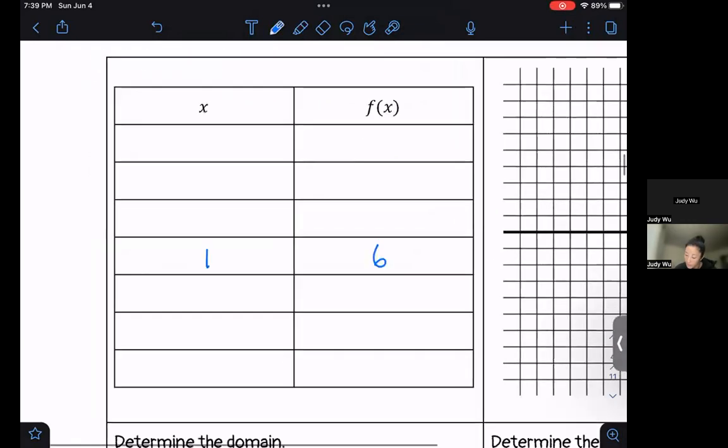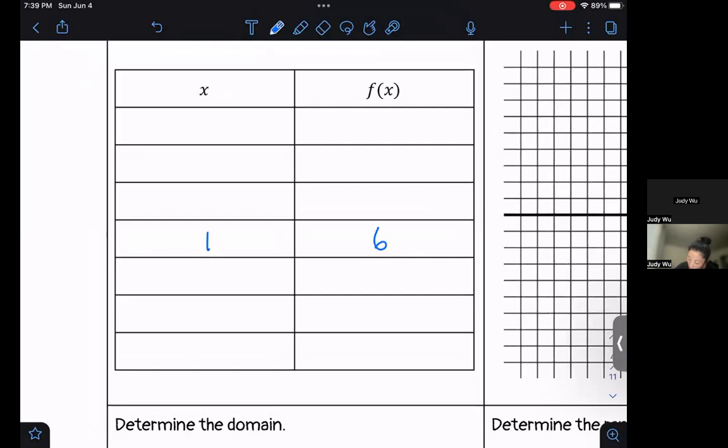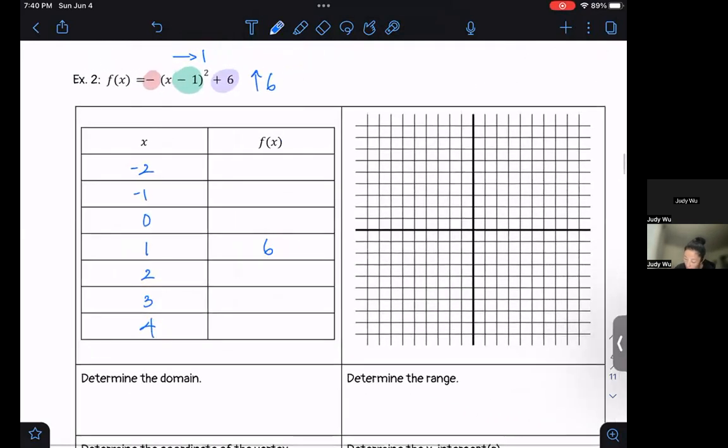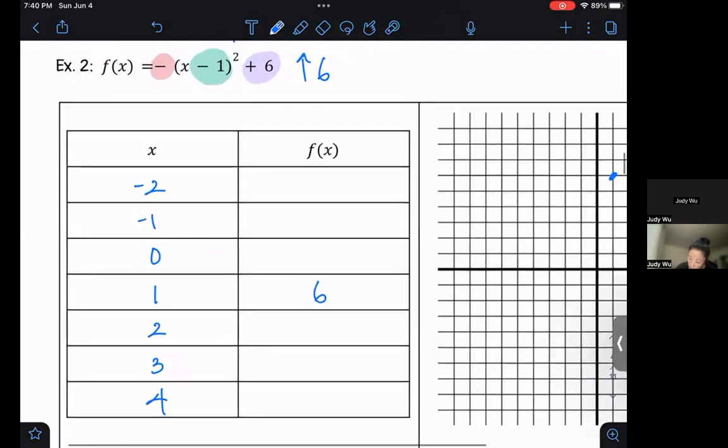Okay. All right, let's start with our table. We're going to start with our 1 and count numbers higher, 2, 3, and 4. And then we're going to count down from 1. So 0, -1, -2. All right, let me graph my vertex, 1, 6. 4, 5, 6. All right. And let's plug in some numbers.